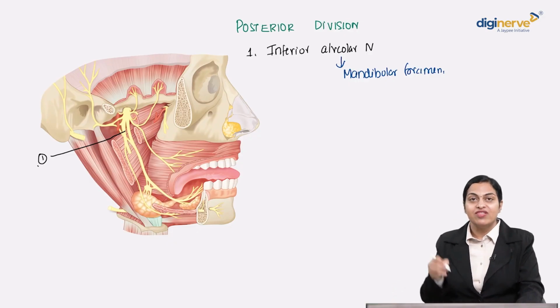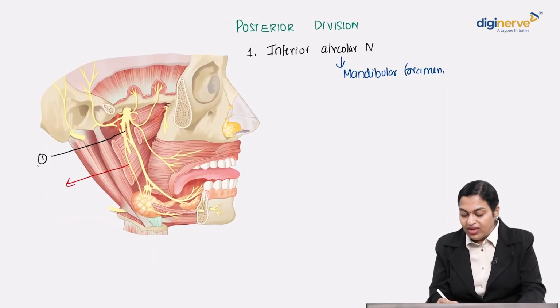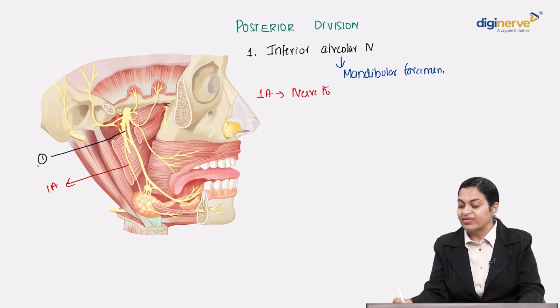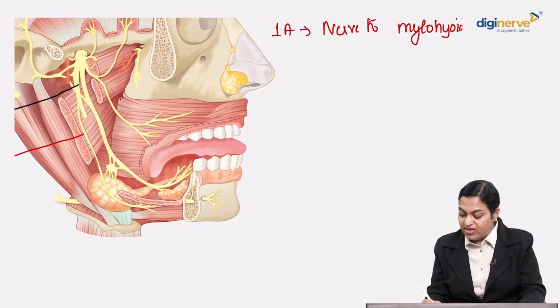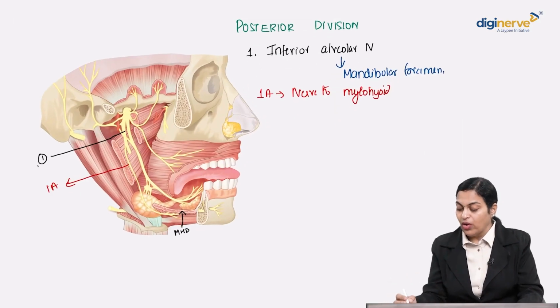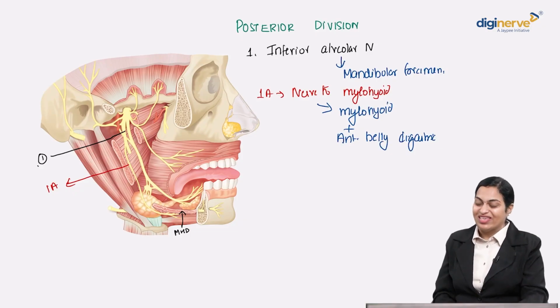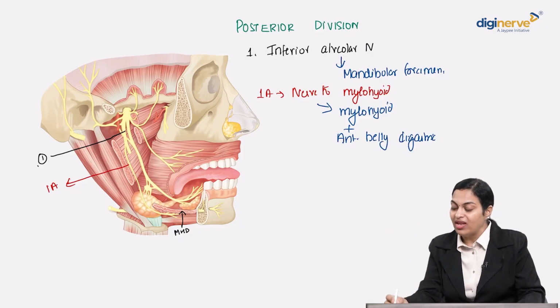But before it enters that mandibular foramen, it will give this branch called the nerve to mylohyoid. This is the mylohyoid muscle. So this nerve to mylohyoid will of course supply the mylohyoid. In addition, it supplies the anterior belly of digastric. The posterior belly is supplied by the facial nerve. Okay, so that's about the inferior alveolar nerve.